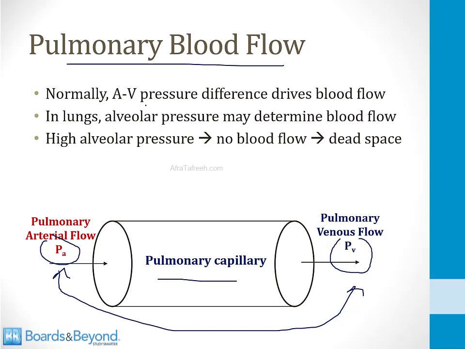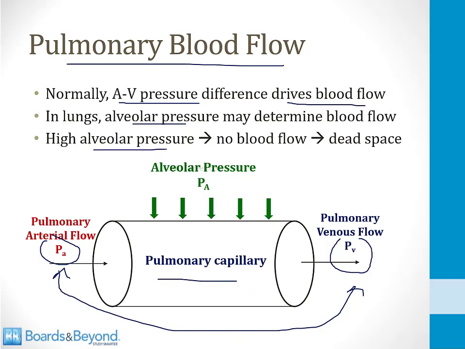And I've summarized this point on the slide. Normally the AV pressure difference is what drives blood flow. However, in the lungs, you have a third pressure, the alveolar pressure, and this can press down on the capillary, and this can affect blood flow. If the pressure in the alveoli is very high, it can compress the veins or the arteries, and this can lead to no blood flow. And when you have no blood flow but you still have ventilation, that's what we call dead space, which is what we talked about earlier.